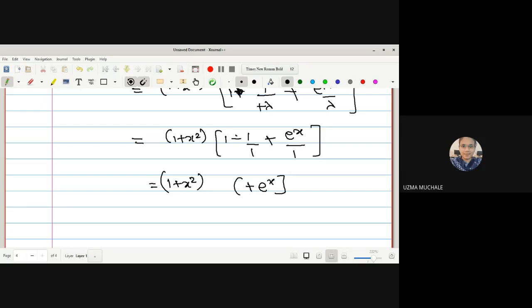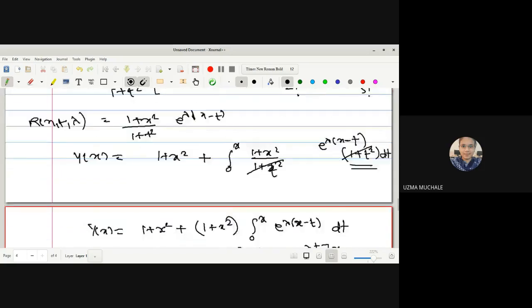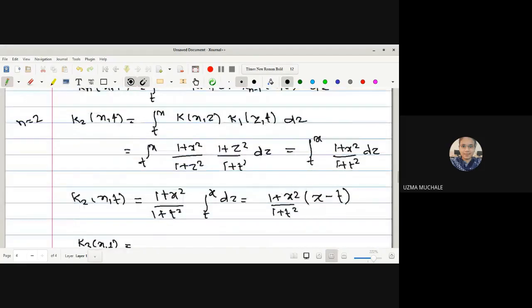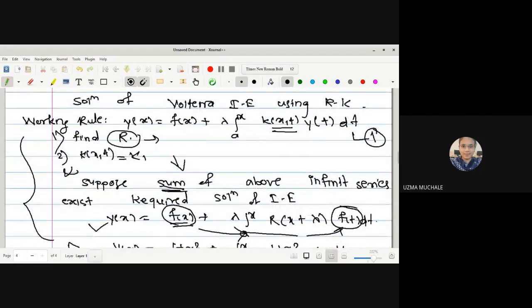Is it necessary to take one more example for this? Because if we are able to find out r of x t lambda, k m of x t, then we can put it directly in our equation and we get the solution. Now, what was our question? Suppose we are not getting the sum of the infinite series, sometimes it is not possible to get the sum of this infinite series. Now here the term is given. Suppose the sum of the above infinite series exists, then the required solution is like this.